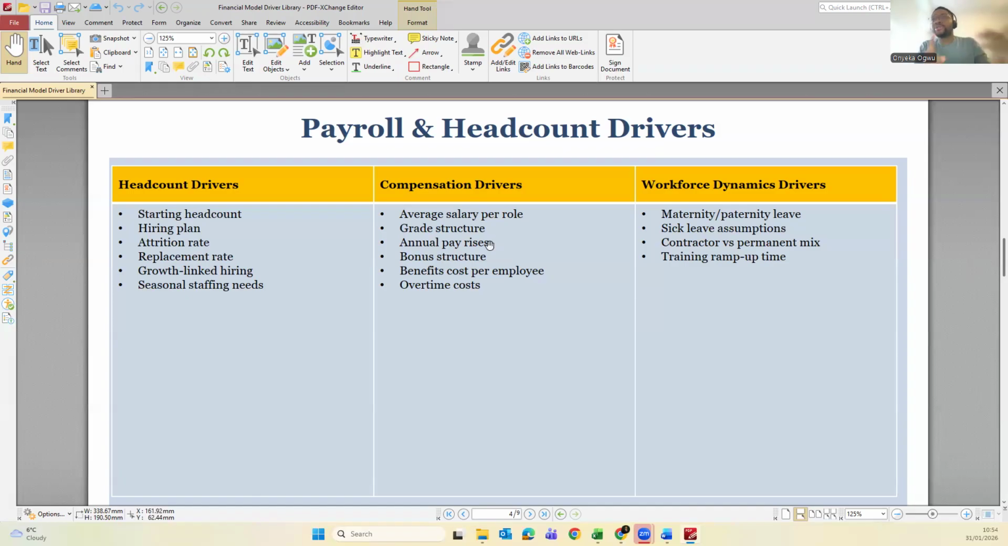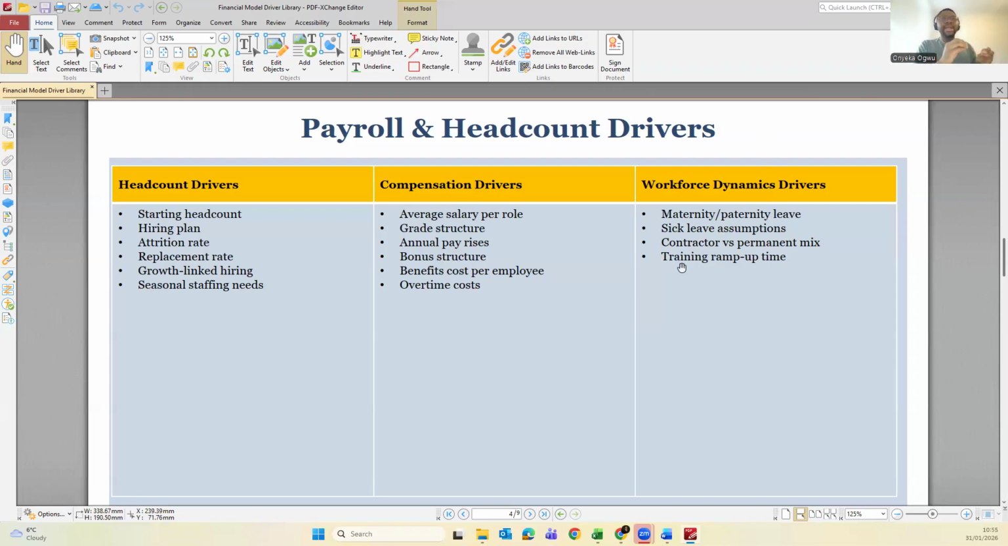Then for compensation, we mentioned most of these things: salary, grade structure, annual pay rise, bonus structure, benefits, overtime costs if they have overtime. Then workforce dynamics. Who's going on maternity leave? Who's going on paid leave? Who's going on training? So training ramp-up time. Contractor to permanent mix. So these are all the things that you need to consider.